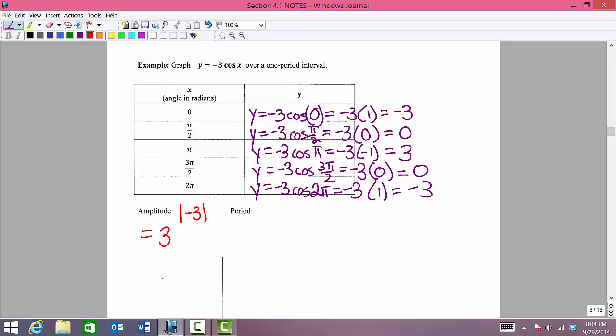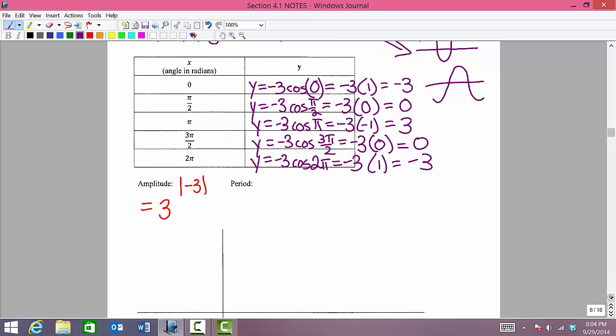So the vertical distance from the middle of the graph to the top and the middle of the graph to the bottom will be a vertical distance of 3. What does this negative do? If the amplitude is considered positive, what does this negative do to our picture? What we're going to see is that it's going to take the basic shape of our cosine function and flip it upside down. So I'm actually going to have something that looks like this. It takes that basic shape and flips it upside down.